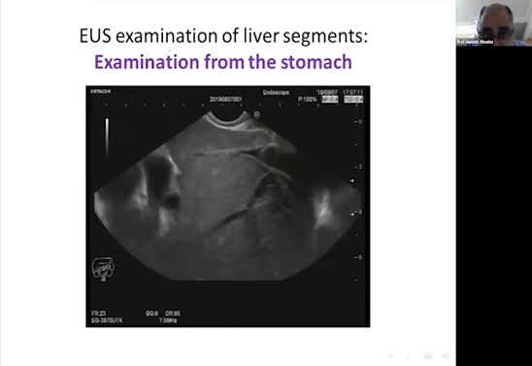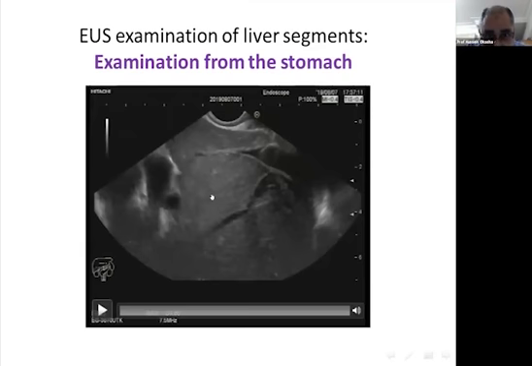Examination of liver segments by endoscopic ultrasound can be done from the stomach or from the duodenum. From the stomach, we can visualize the left lobe of the liver with its segments: segment 1 is the caudate lobe, segment 2, segment 3, and segments 4A and 4B, and also part of segments 7 and 8. While examination from the duodenum, we can scan the right lobe of the liver, segments 5 and 6, which cannot be visualized from the stomach, and segments 7 and 8.